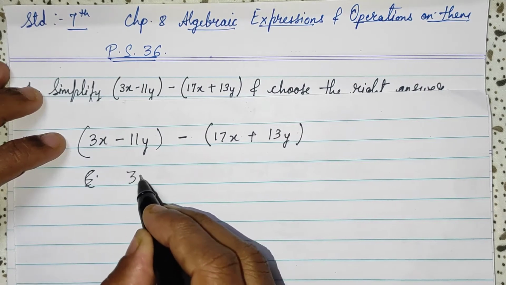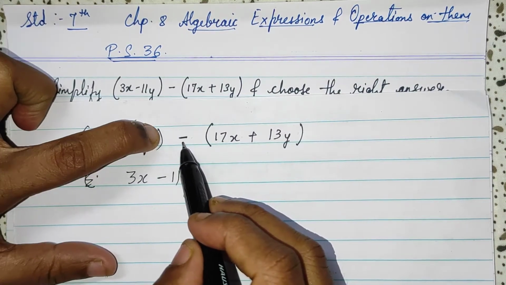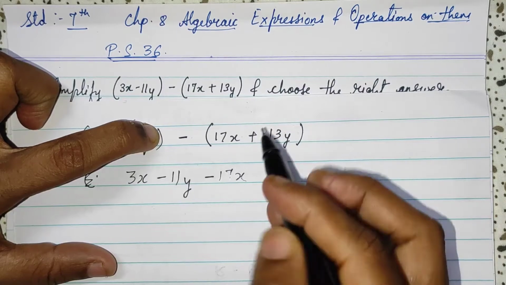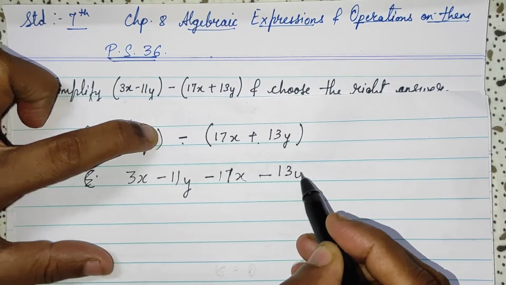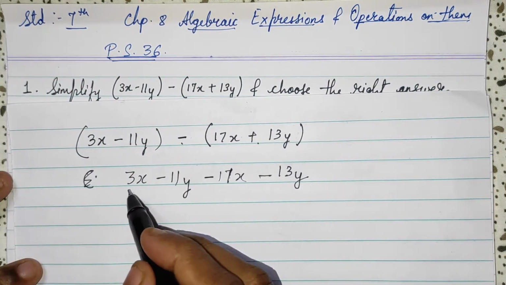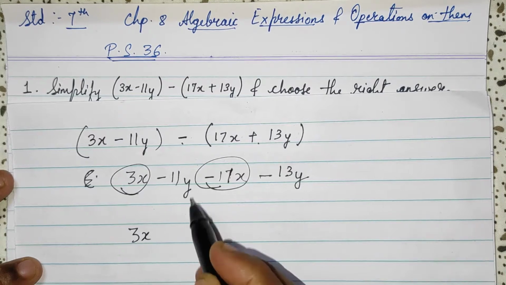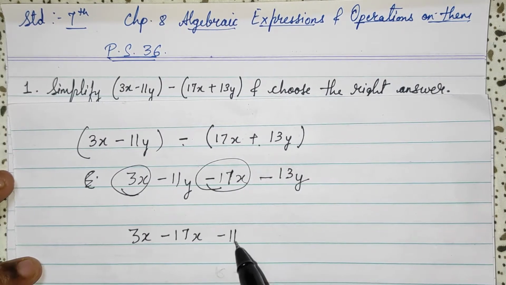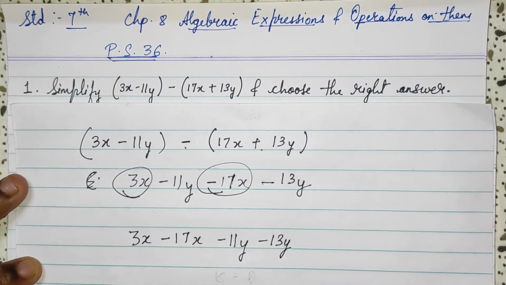So 3x minus 11y. Now this minus. So minus into plus, minus 11x. Minus into plus, minus 13y. Then this and this, they are common. 3x minus 17x minus 11y minus 13y.